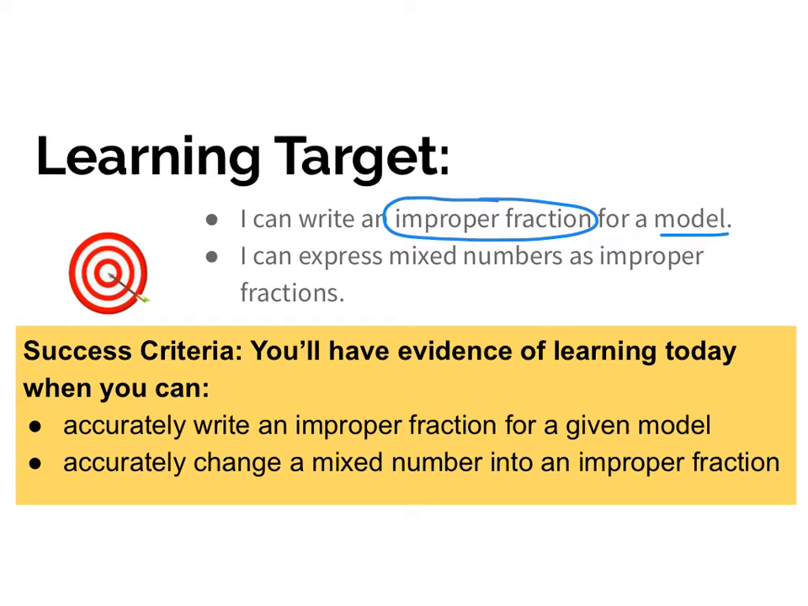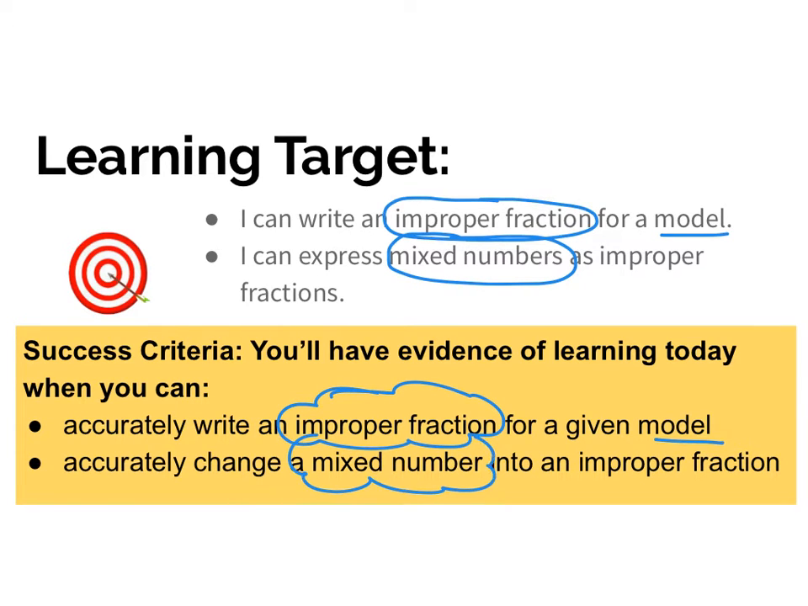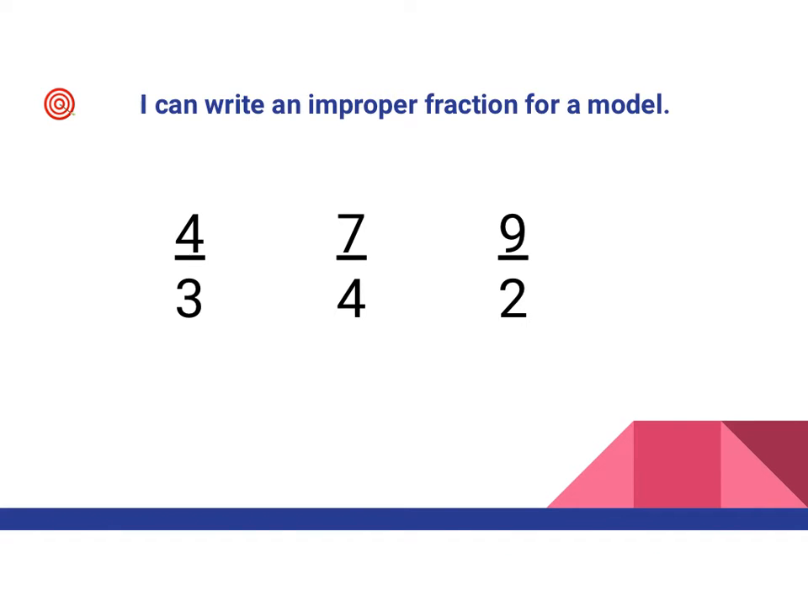Along with that, we'll be talking about mixed numbers, building off of yesterday. Writing improper fractions for mixed numbers. So that's how you'll show your learning at the end, that you can look at a picture and write the correct improper fraction and mixed number that go along with it. So what is an improper fraction?